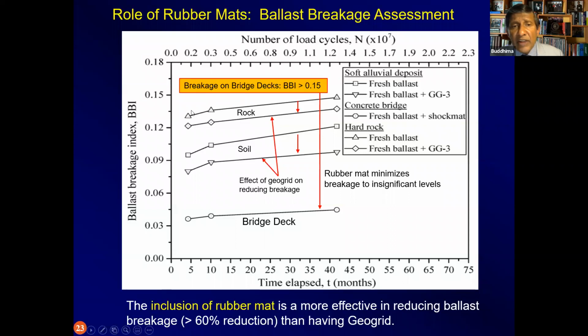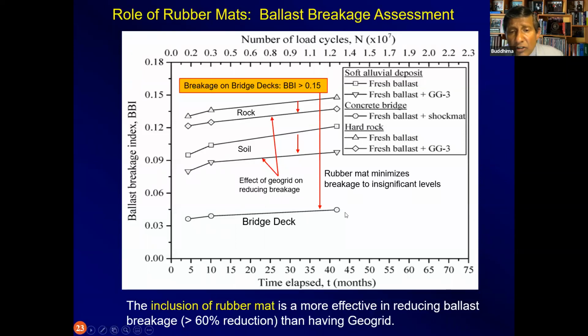So if the railway track is made of rock, the subgrade is rock and the track is built on this subgrade rock, then the ballast breakage index can also be very large, over 0.12. And if you use a geogrid on this particular rock track, then you can reduce the breakage to that level there. As I said earlier, if the railway track is built on a soil subgrade, then of course the breakage is much less to start with. And if you have a geogrid, the breakage reduction is even more, as you can see from this curve.